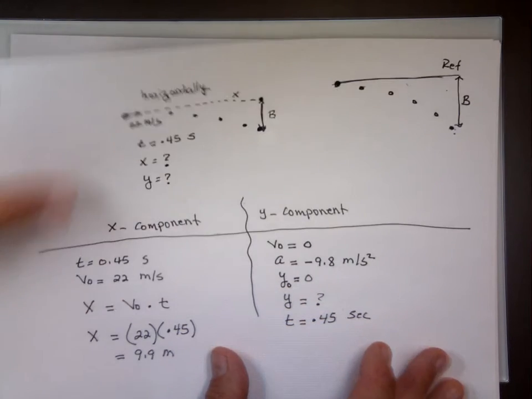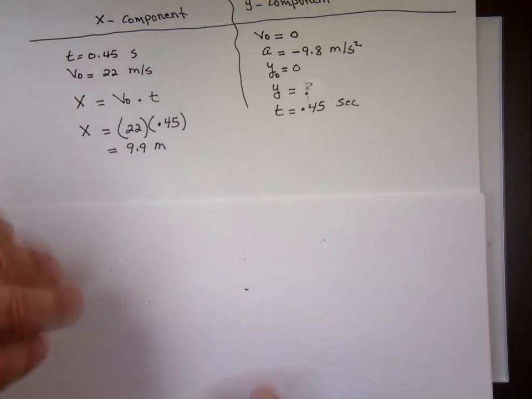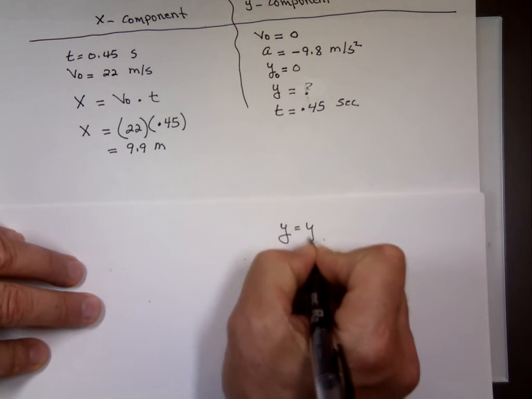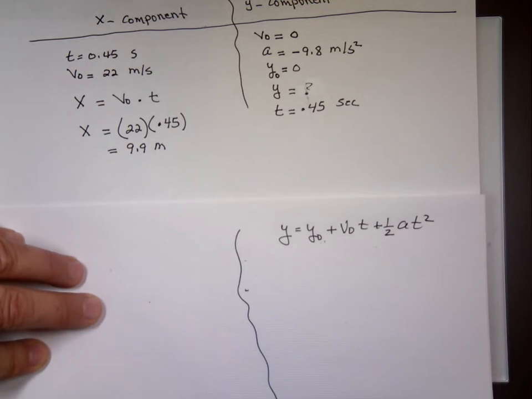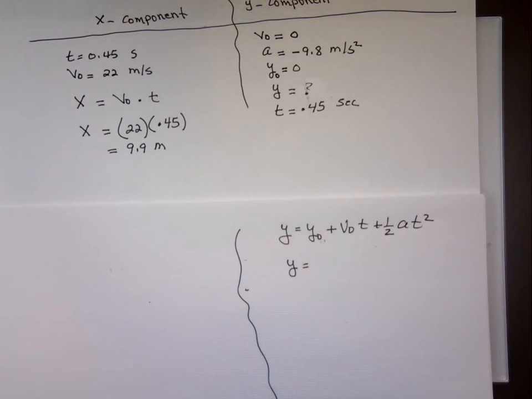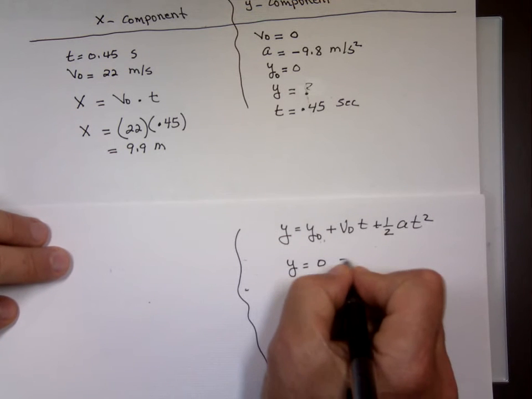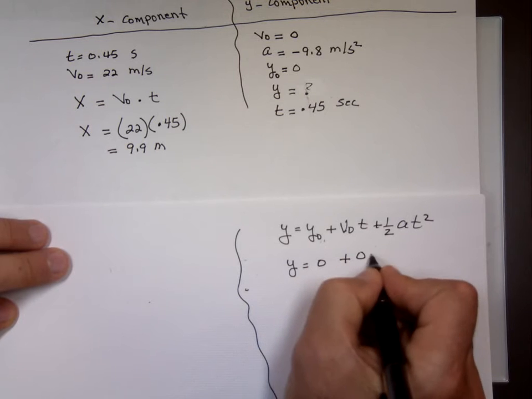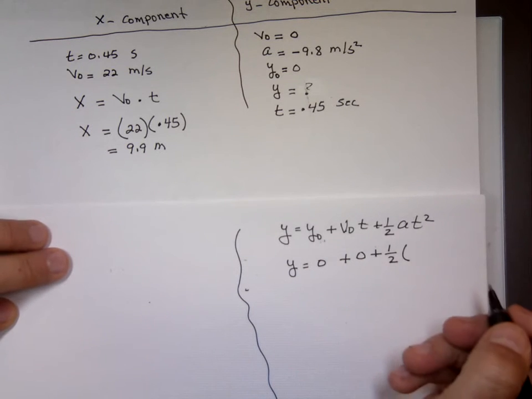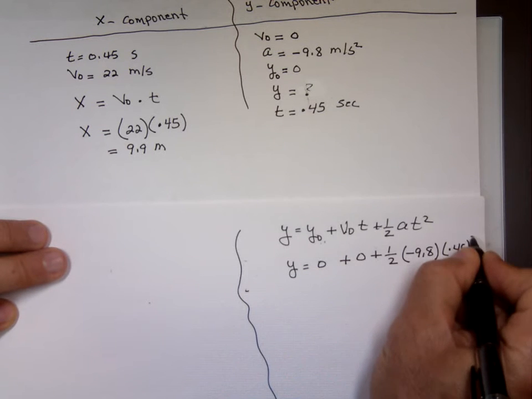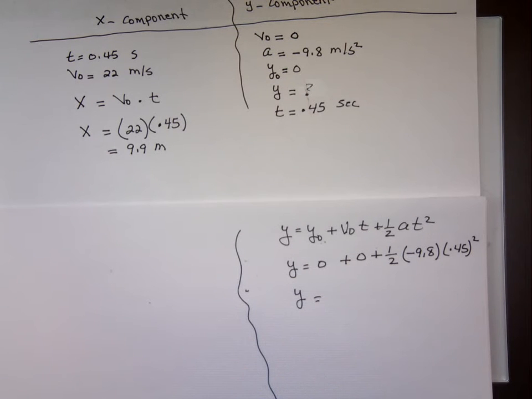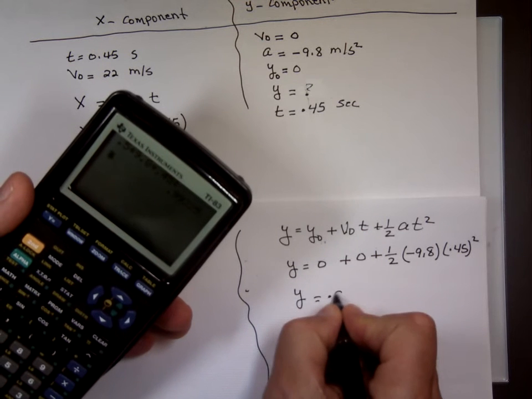So which equation can I use to solve for that? It looks to me like equation number 4. We're looking for y, it's unknown. Y sub 0 is 0. V sub 0 is 0. 0 times anything is 0. Negative 9.8 times 0.45 squared. It looks like almost 1 meter, huh? With the minus.